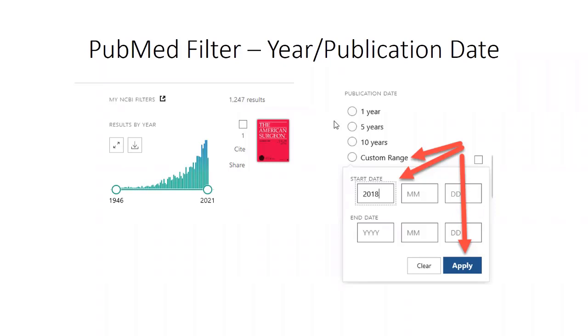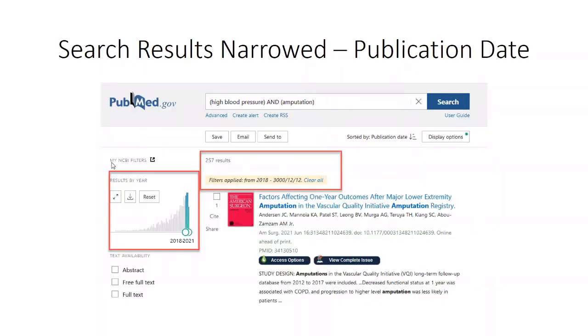If we wanted only articles published from August 2018 to March 2021, we would need to fill in the month as 08 in the start date and the year and month as 2021 and 03 in the end date. We need to click on Apply to activate the custom range. We now have 257 article citations for our search instead of 1,247.